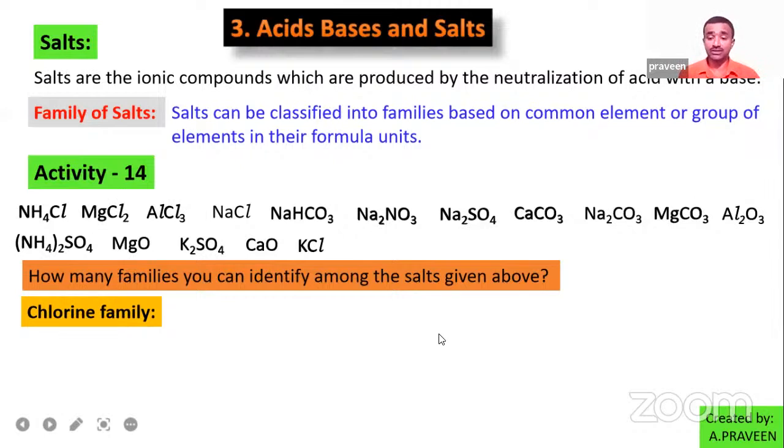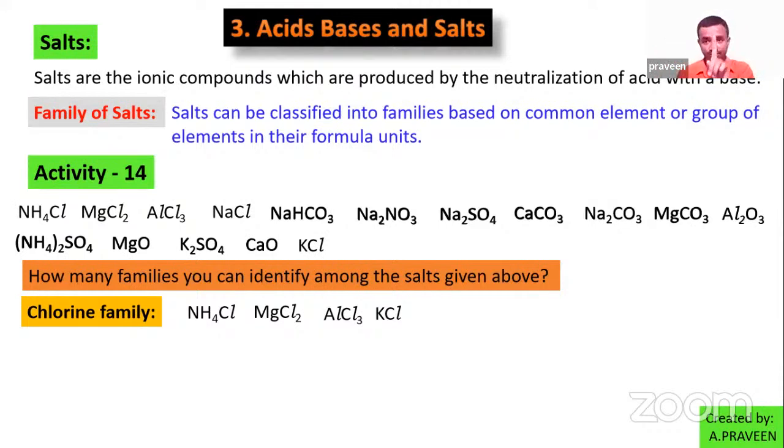So what are they here? Ammonium chloride, magnesium chloride, aluminum chloride, sodium chloride, right? Or potassium chloride, like this. So include as many as you can into your list. You can add more salts into this family, because I am commonly observing the chlorine atom in the composition of the salts.